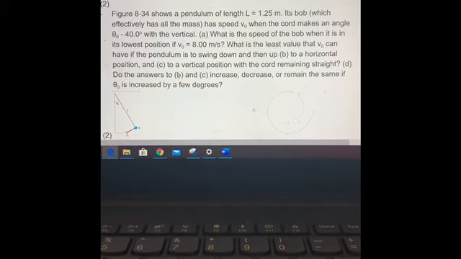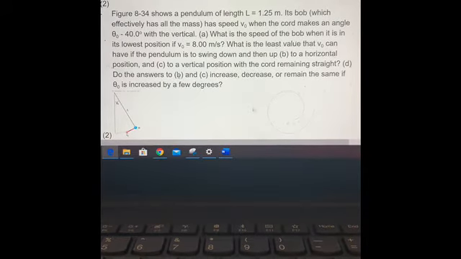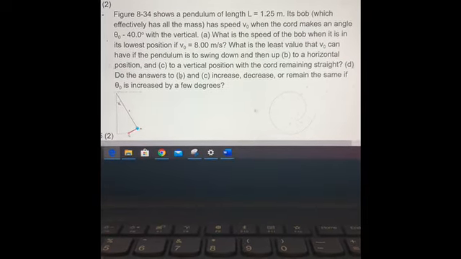B, what is the least value that V naught can have if the pendulum is to swing down and then up to a horizontal position? And yeah, so let's look at the work.